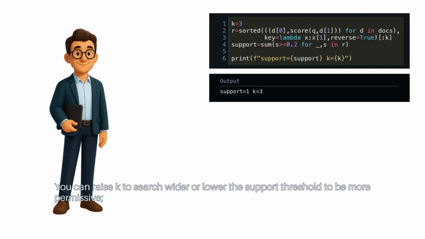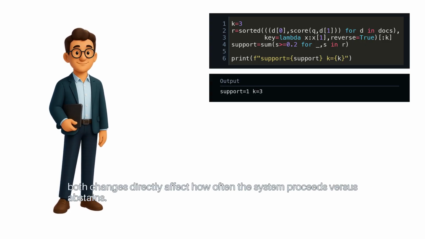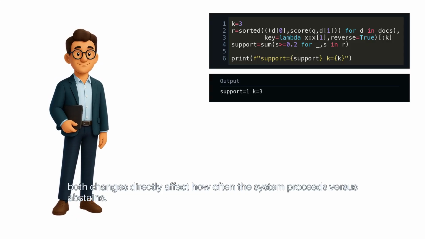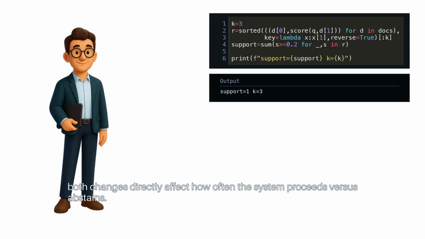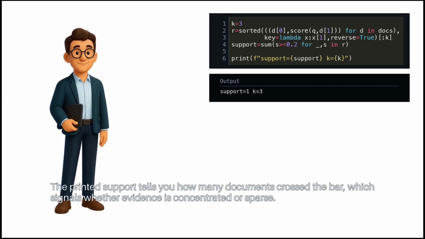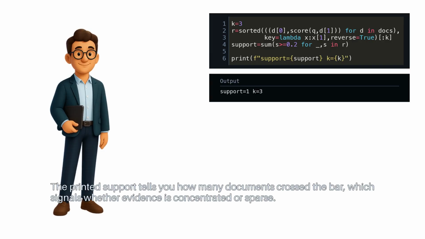You can raise K to search wider, or lower the support threshold to be more permissive. Both changes directly affect how often the system proceeds versus abstains. The printed support tells you how many documents cross the bar, which signals whether evidence is concentrated or sparse.